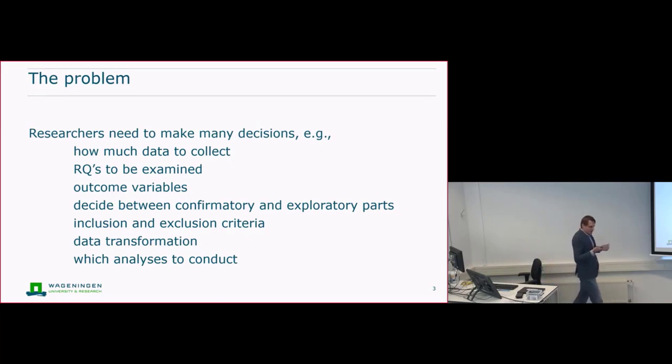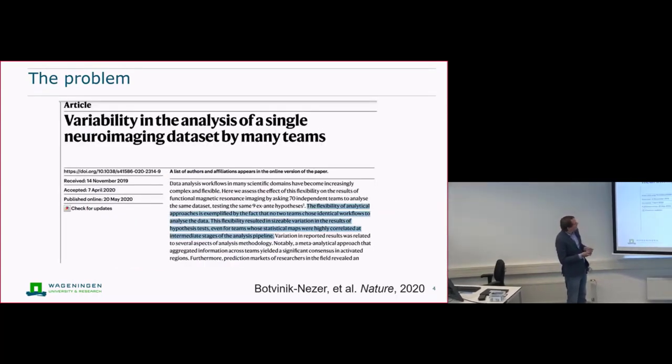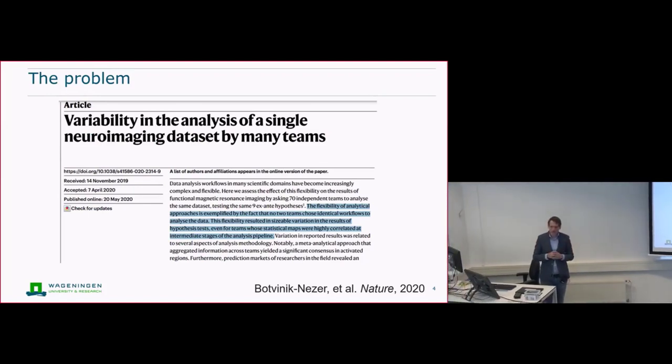There are multiple ways to make this visible. Here's a nice paper in Nature from 2020. They had a huge data set of fMRI findings, so brain imaging data, and they asked 70 research teams across the world to analyze the data. They got a research question and 7 hypotheses to test, and were just asked to answer the research question and test these hypotheses. Very interestingly, they were also asked to report how they did this, so what kind of analysis they did.